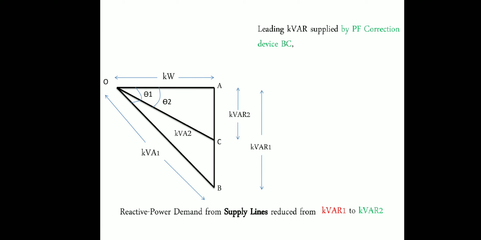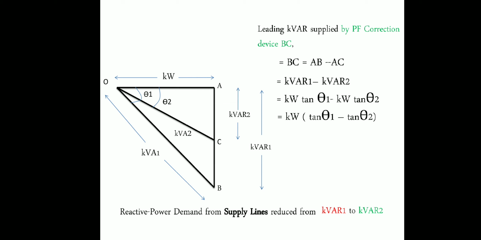Leading KVAR supplied by the power factor correction device is BC. For that, BC equals AB minus AC, which we can say is KVAR 1 minus KVAR 2. Using trigonometric functions, KVAR 1 equals kilowatt tan theta 1 and KVAR 2 equals kilowatt tan theta 2. Putting these values in this equation and taking kilowatt as common, we get kilowatt in bracket tan theta 1 minus tan theta 2.